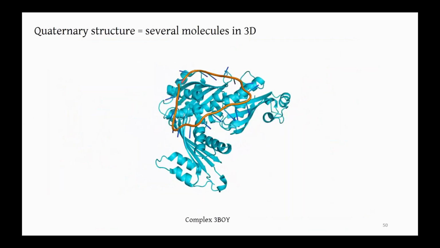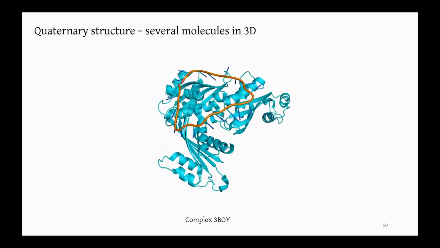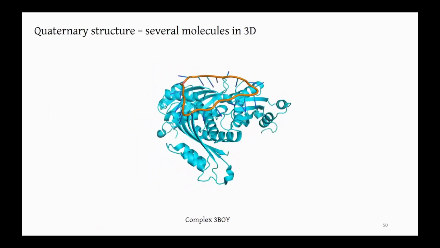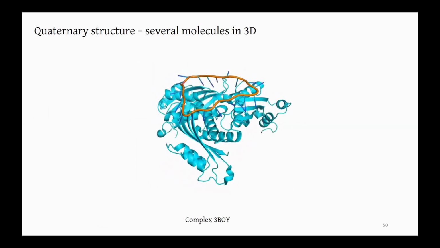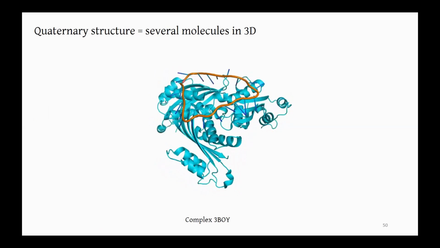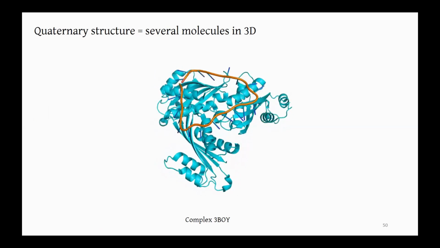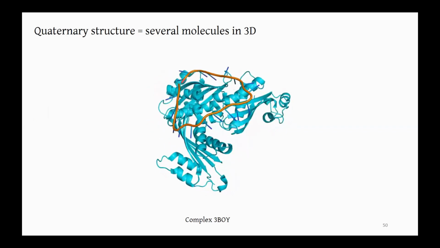Last but not least is quaternary structure. It depicts 2 or more molecules bound together. Here you can see a complex formed by 1 single-stranded RNA chain and 3 protein chains. Its PDB ID is 3BOY. PDB stands for Protein Data Bank, and this name identifies this specific complex out of all structures known to humanity.